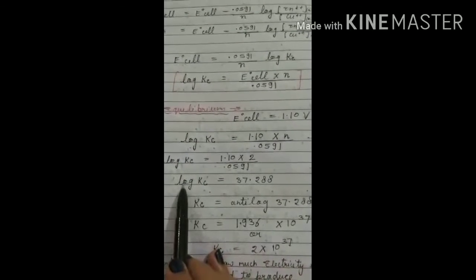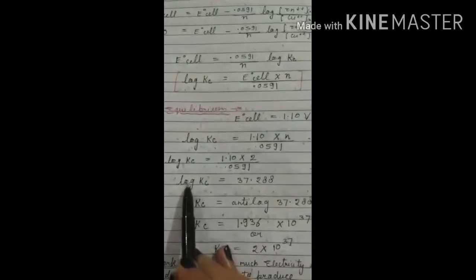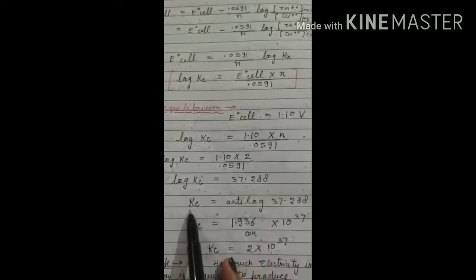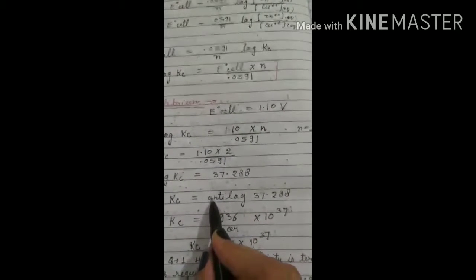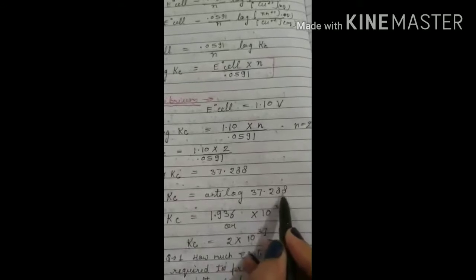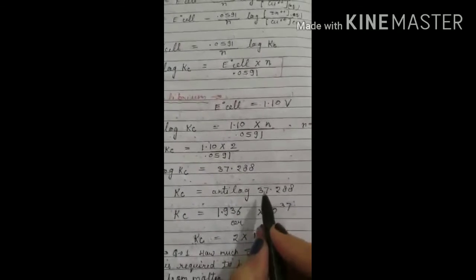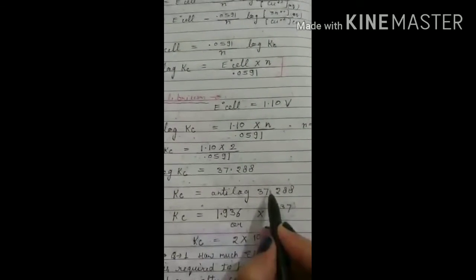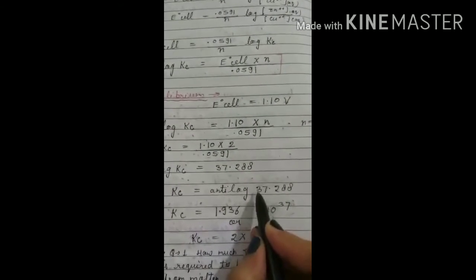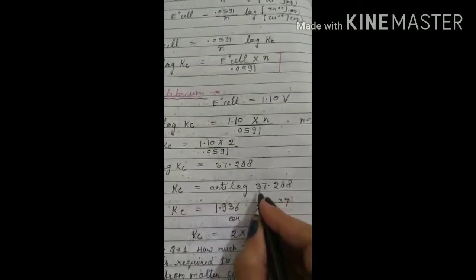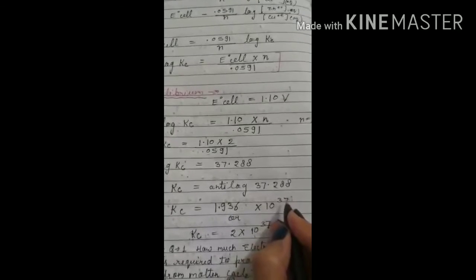When the log is converted into antilog, we have to find out the value of Kc. So that can be written in this form, antilog 37.288. Now I am going to tell you once again how this value has come. As I taught in the class, the number which comes before the decimal in antilog goes into 10 raised to the power. So the number 37 goes into 10 raised to the power 37.